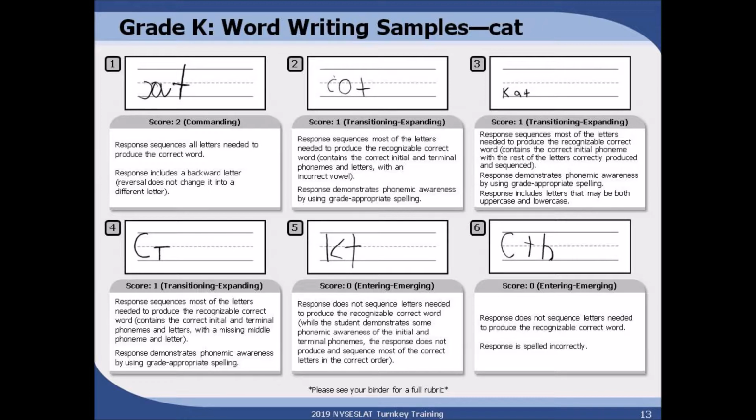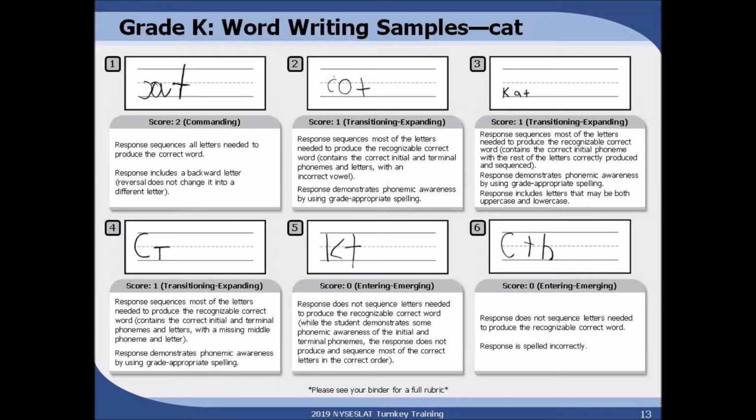Sample 2 is scored a 1. The response sequences most of the letters needed to produce the recognizable correct word. It contains the correct initial and terminal phonemes and letters with an incorrect vowel. The response demonstrates phonemic awareness by using grade-appropriate spelling.